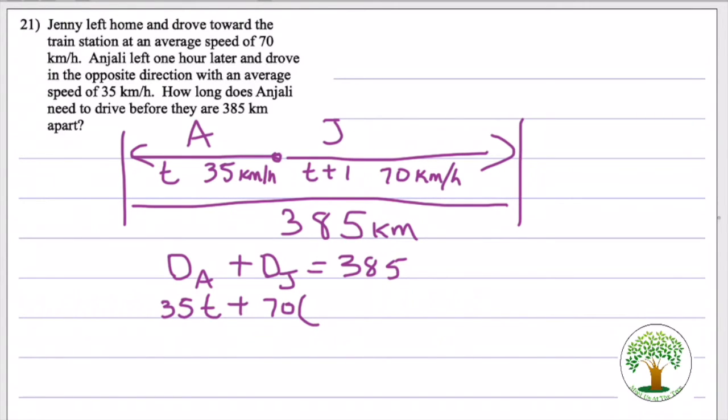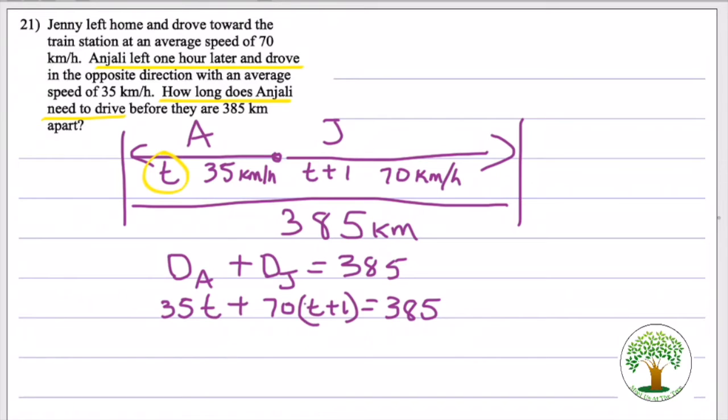That's actually something good to note. Why is it a T plus 1? Good question. Up here I'm going to highlight it in yellow. It says that Anali left 1 hour later. So I also am going to underline this. How long does Anali need to drive? So I am going to put T for Anali because we're looking for Anali's time. So I put a T right there.